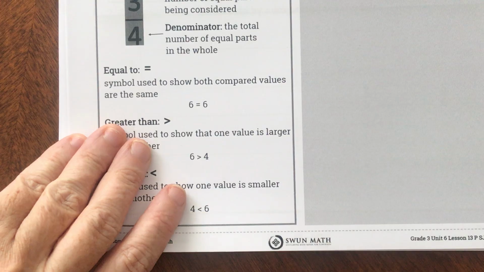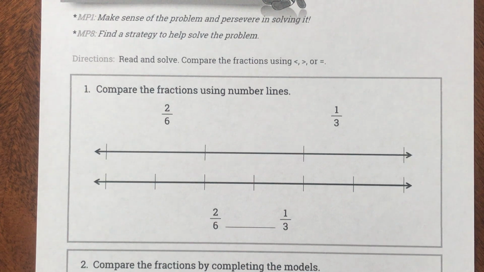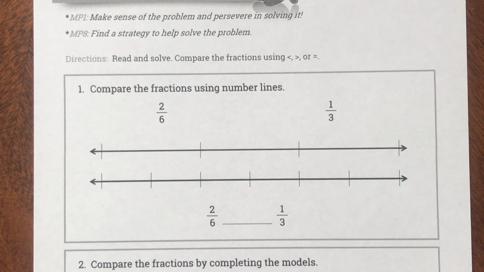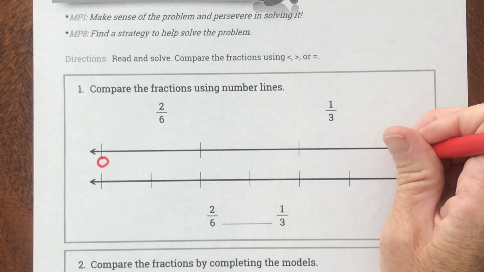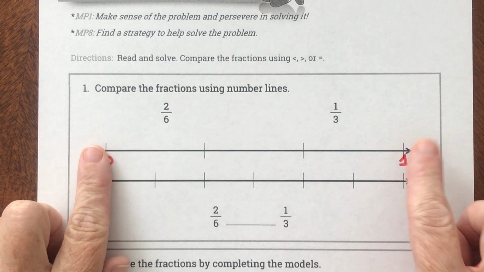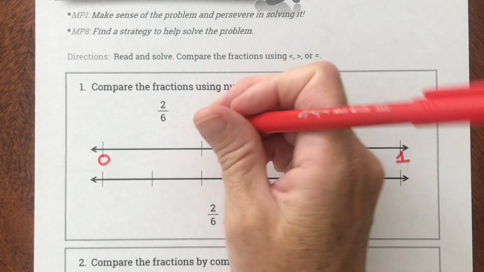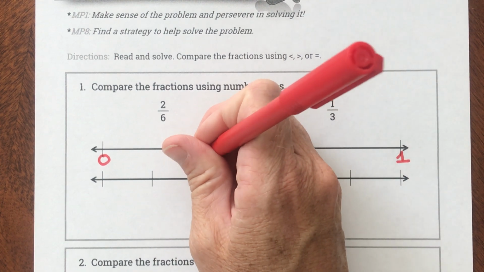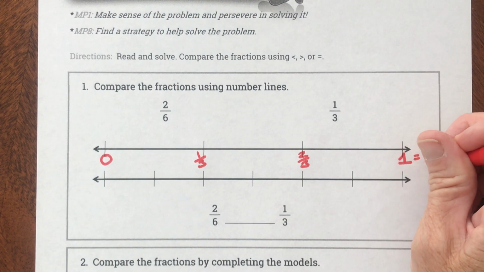Okay, here is my first problem. It says, compare the fractions using number lines. Okay, so they want us to compare 2/6 and 1/3. Okay, so let's do my first number line. So I'm going to use number lines that only go from 0 to 1. So this is going to be my 0, and this is going to be my 1. And from 0 to 1, it was cut into 1, 2, 3 parts, which means my denominator is a 3. So I have 1/3, 2/3, and 1 is equal to 3/3.